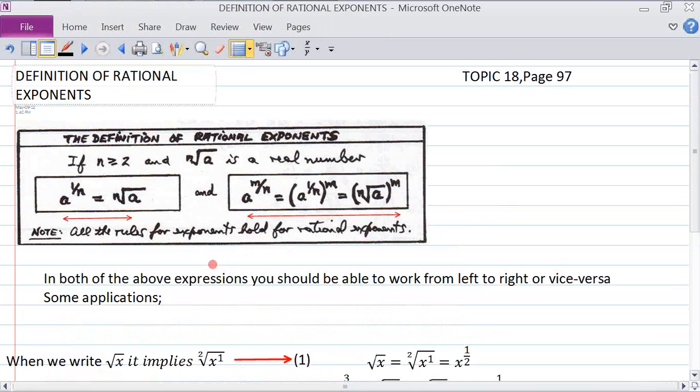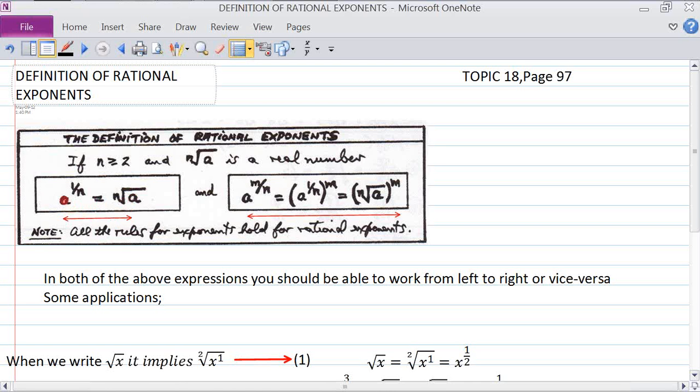Okay, so the last part of the definition of rational expressions is, for example, when I write a to the 1 over n, this is the same as writing the nth root of a. Don't forget, this a is to the power 1, and that's why this is here. The nth root is written here. So, for example, the 1 over 3 would be the cube root of a.